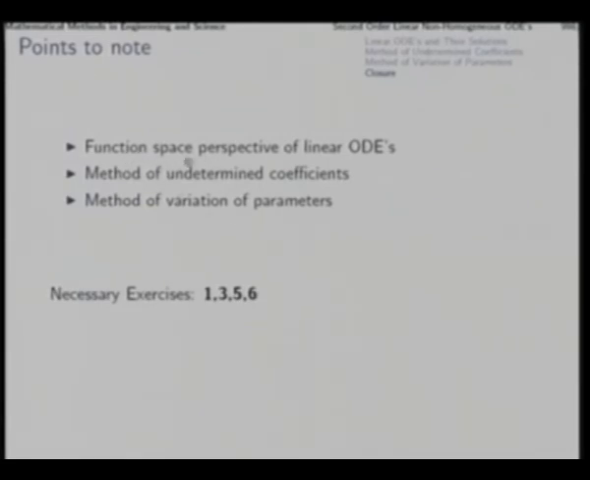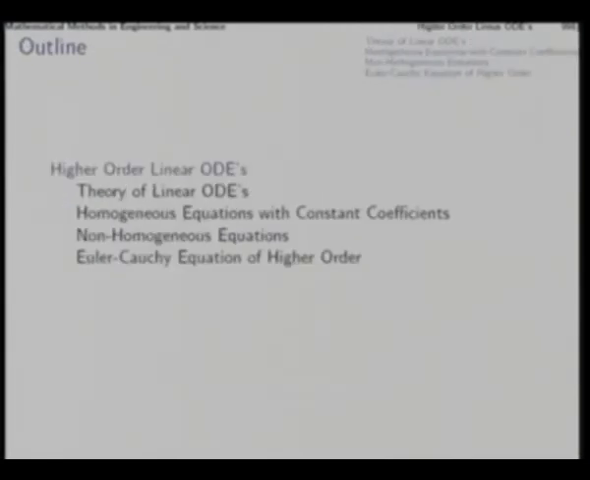After looking at the function space perspective of linear ODEs, we studied these two methods, undetermined coefficients and variation of parameters. These same methods and the previous discussions on finding the solution of the corresponding homogeneous equation, all these now we generalize for higher order differential equations.